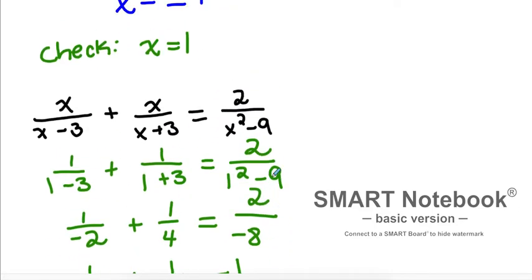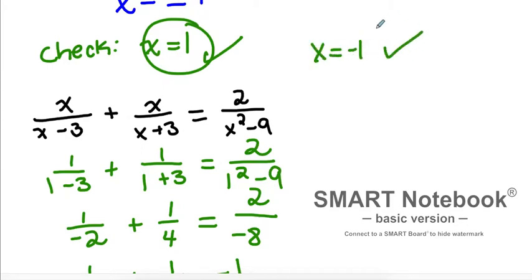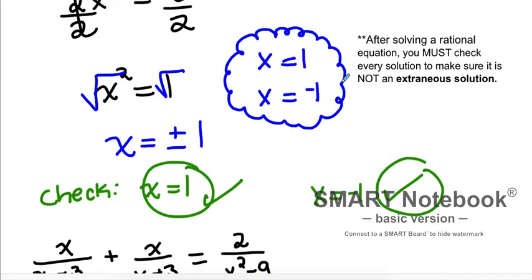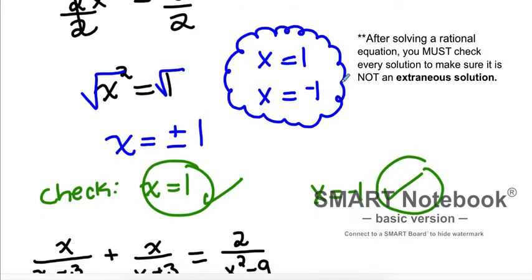So this solution checks out, okay? And if you check x equals negative 1, it checks out as well, because I did this problem already, but you should check it also. But I'm going to skip that part. If you want to try that part and plug in negative 1, go right ahead. Now, the good news is I have a quicker way for you guys to check, and that's by graphing, okay?